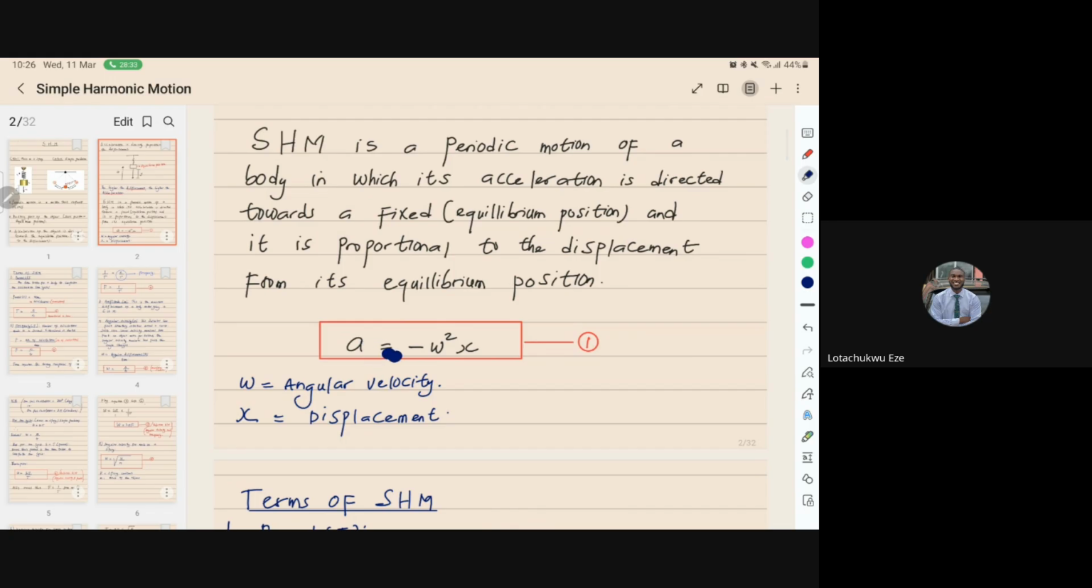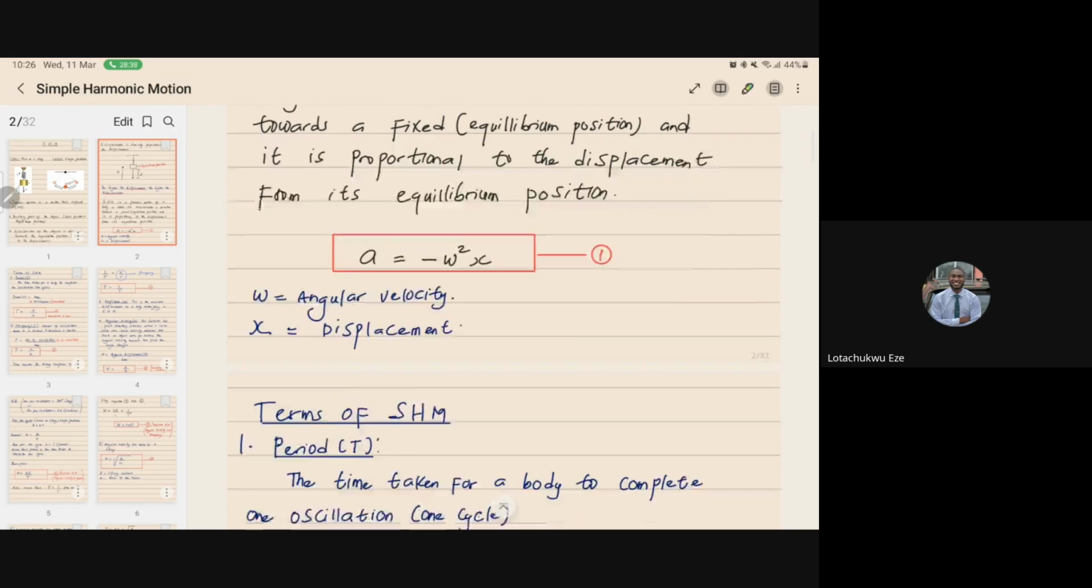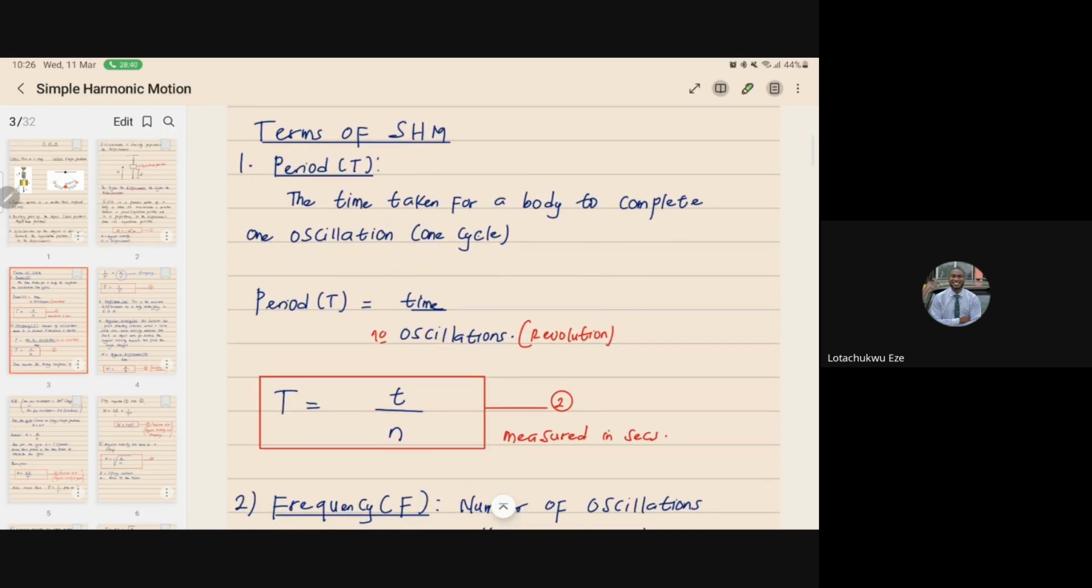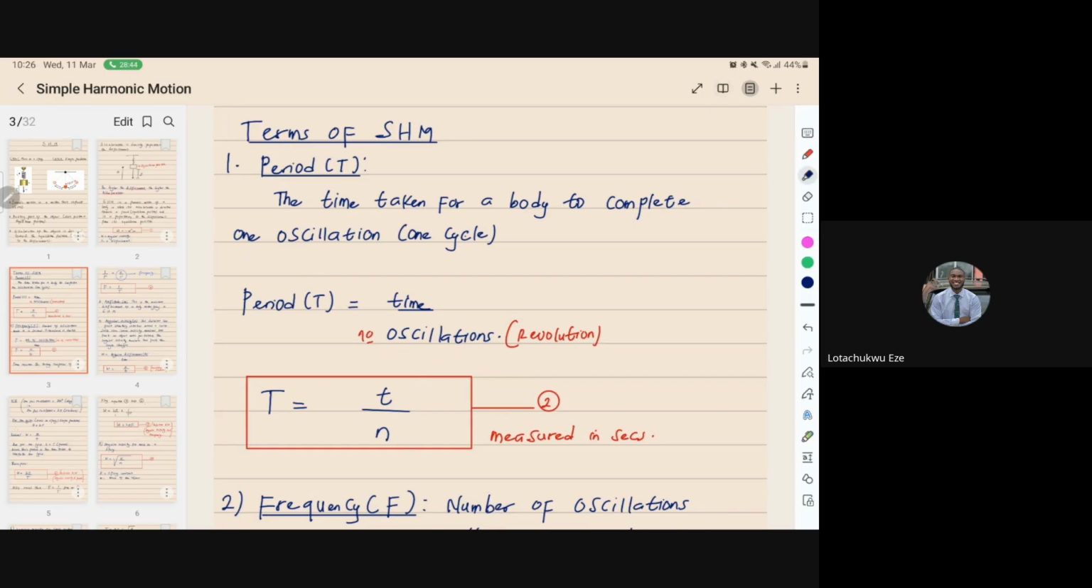We say that acceleration is equal to this, where this is the angular velocity and this is the displacement. We went ahead to look at the different terms of simple harmonic motion. We said that we have what we call the period T, right? And the period T is simply the time taken for a body to complete one oscillation or one revolution. So you can call it one oscillation or one revolution. Now it's simply time taken. How do you calculate the period? That's the time taken to complete one oscillation.